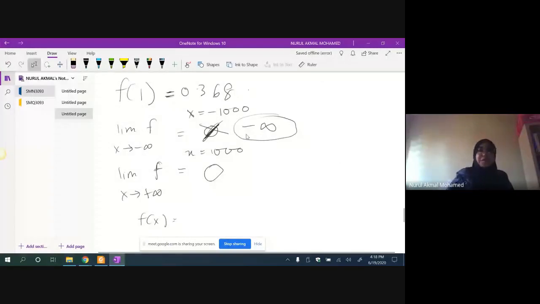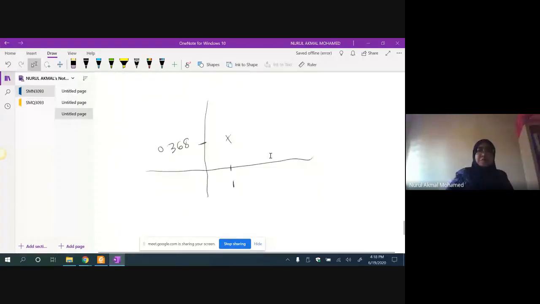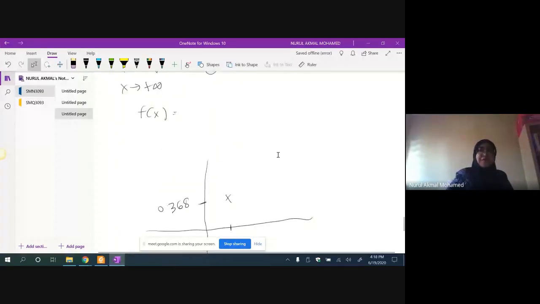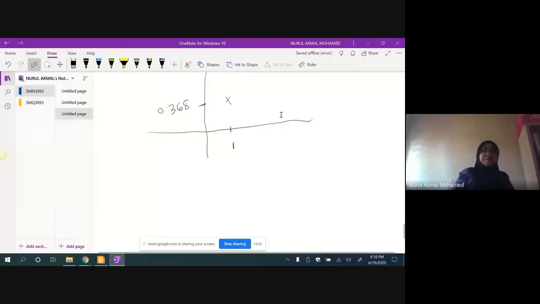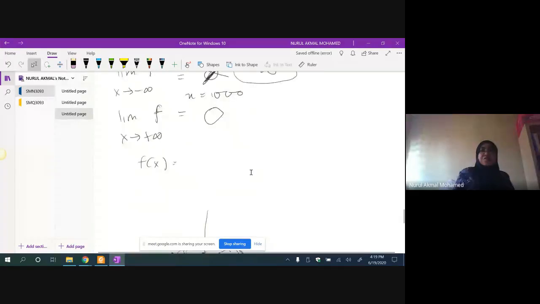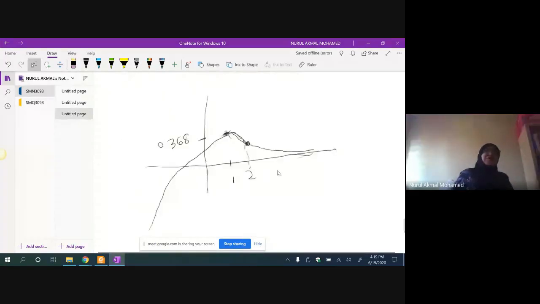So it starts from down, because this is negative infinity, and then it reaches here. It only has one maximum point. And then at x equal to 2 is the inflection point, so this is concave down. But from x equal to 2, it will be concave up. And then it won't reach the x-axis, because as x tends to plus infinity, it will be 0. So it goes towards 0, but it will never reach 0. So this is the graph of function f.